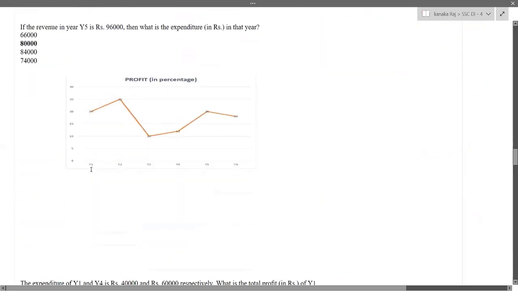So let's move on to the next question. What are they telling? If the revenue in the year Y5, so fifth year, what is the profit percentage here?